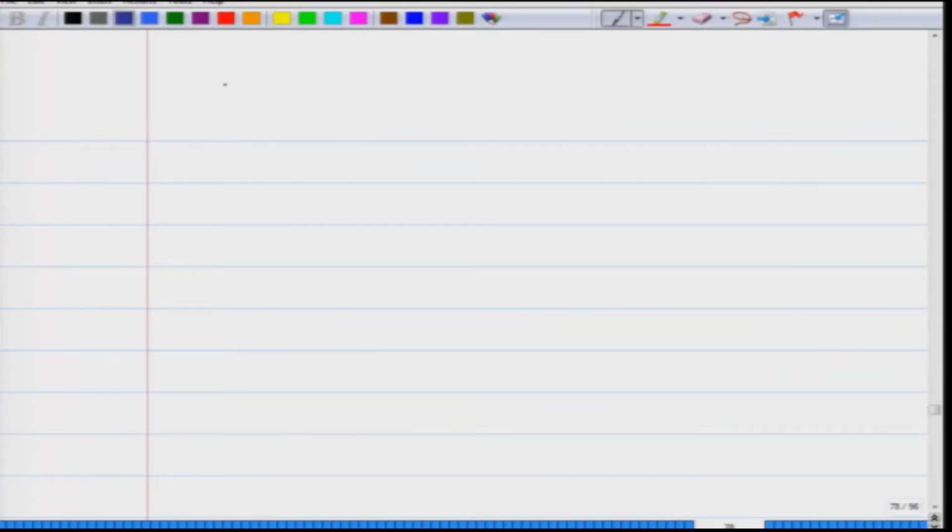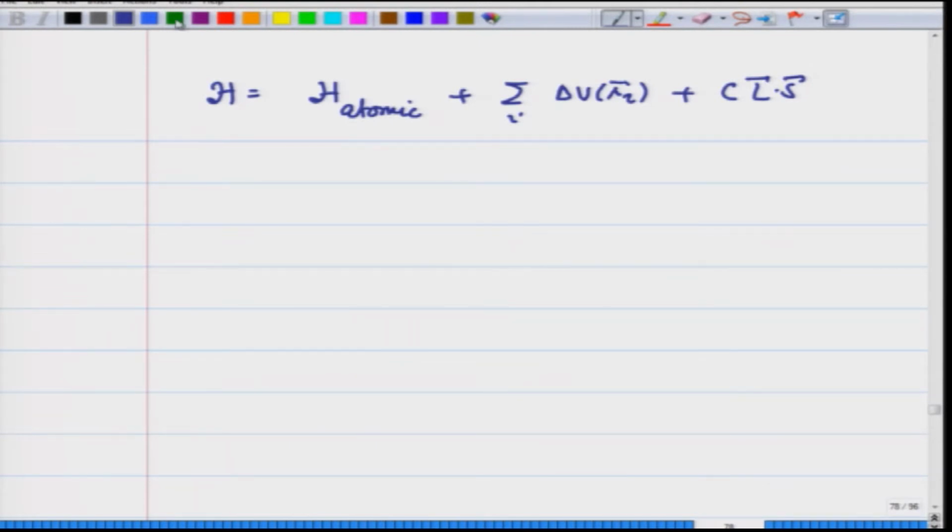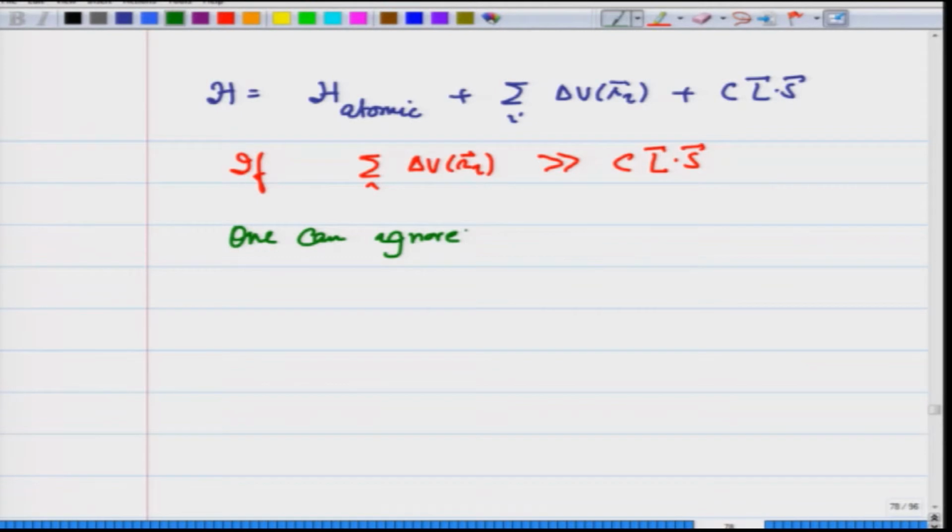On the other hand, in this Hamiltonian H atomic plus summation over i of delta V(R_i) plus C L dot S, if summation over i of delta V(R_i) is much larger than C L dot S, then in the first instance I have to take care of delta V(R_i), but I can ignore L dot S. So, one can ignore C L dot S in comparison to summation of delta V(R_i).